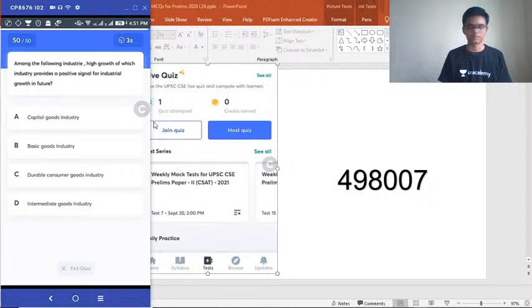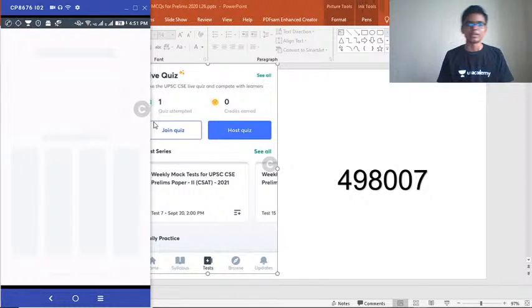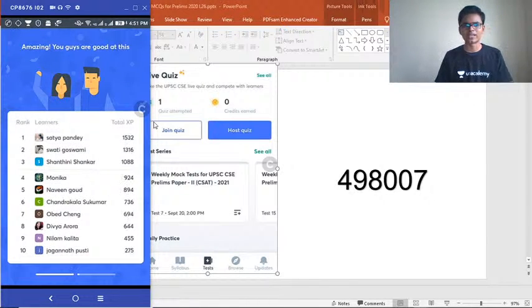5 seconds to go. Time's up. Done. 50 out of 50 questions done. And the last question, correct answer is obviously option A. 20% getting it. Capital goods.